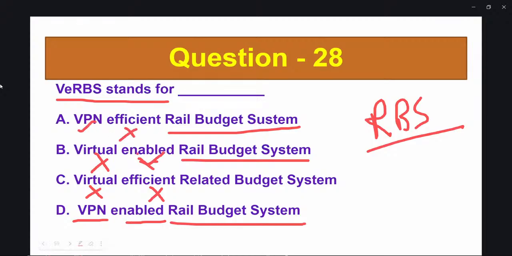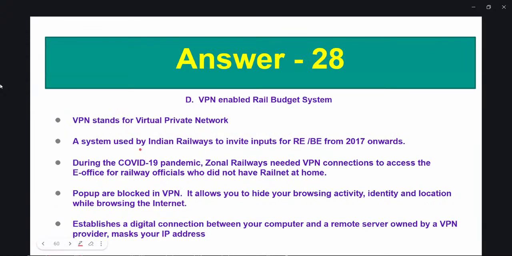Efficient is incorrect. So here only this is correct. Here both are right. So what is VPN? VPN means virtual private network. It is the network communication between the railway board and zonal railways for budget communication. It is not through the internet. Please remember. That's why it is called virtual. It was started from 2017 onwards.